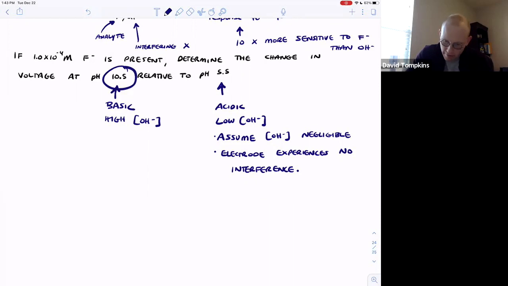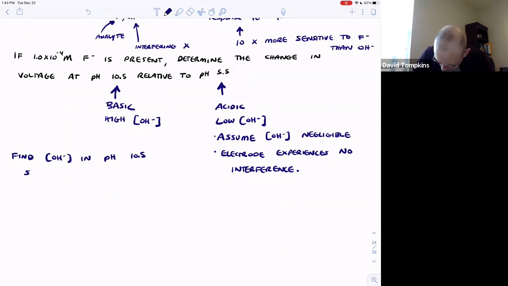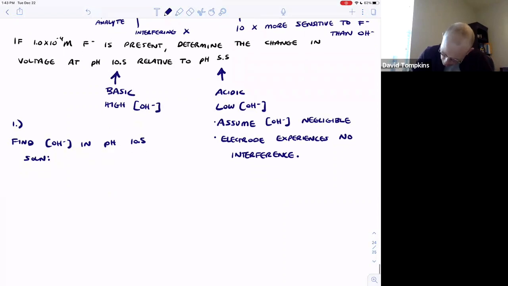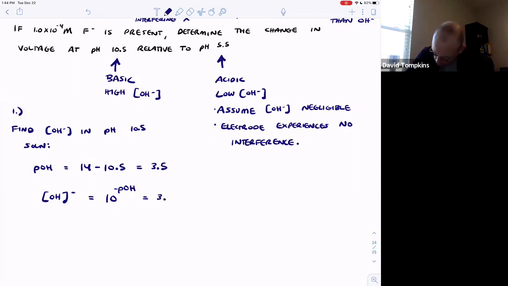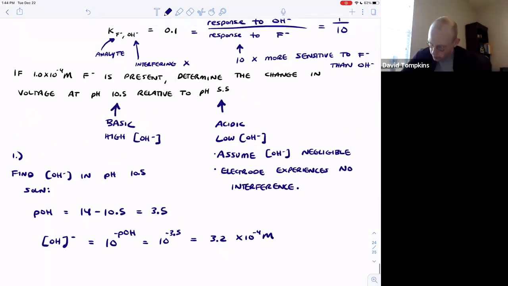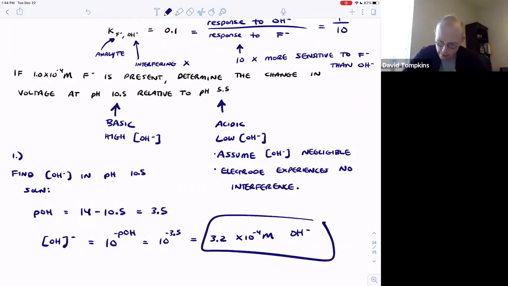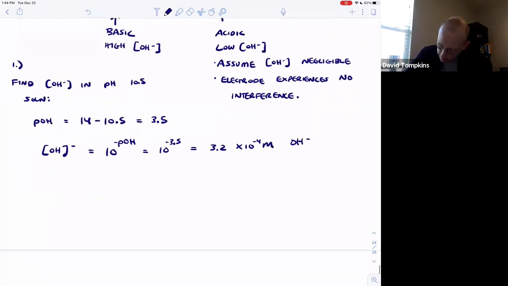So in a 10.5 pH solution, we can find the concentration of hydroxide that is going to be interfering with fluoride. Consider that as step 1. Of course, the pOH would be 14 minus 10.5, or the pOH is 3.5, which means the hydroxide concentration is the antilog of the pOH, 10 to the negative pOH, which is 10 to the negative 3.5, or 3.2 times 10 to the negative 4 molar. So the concentration of hydroxide is 3 times greater than the concentration of fluoride. That's why it interferes.